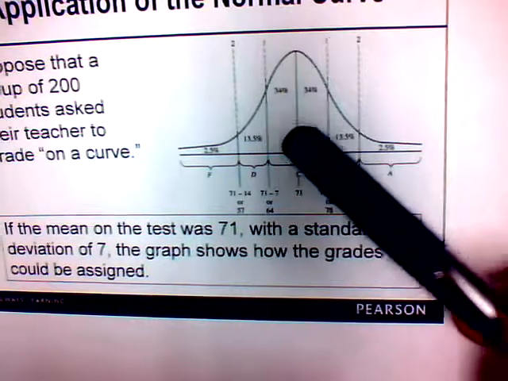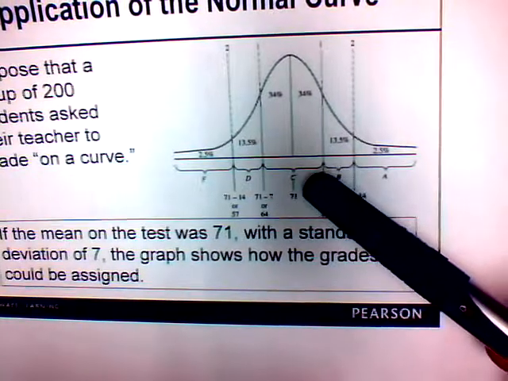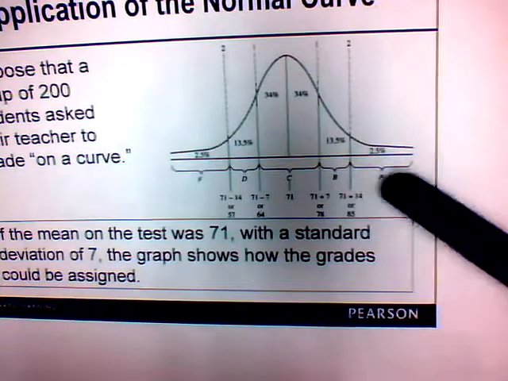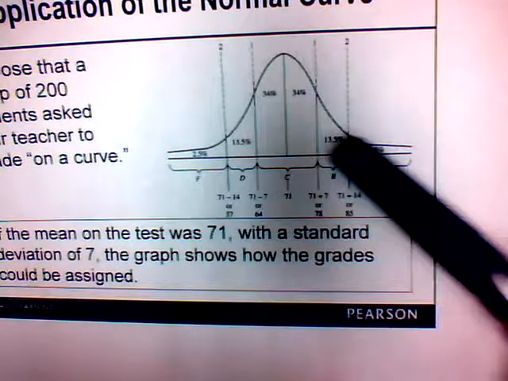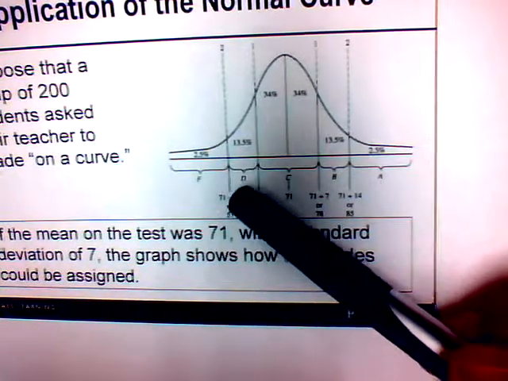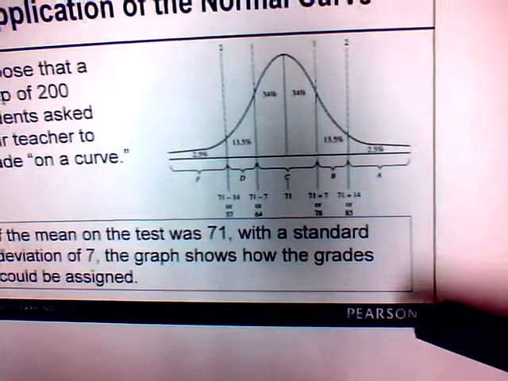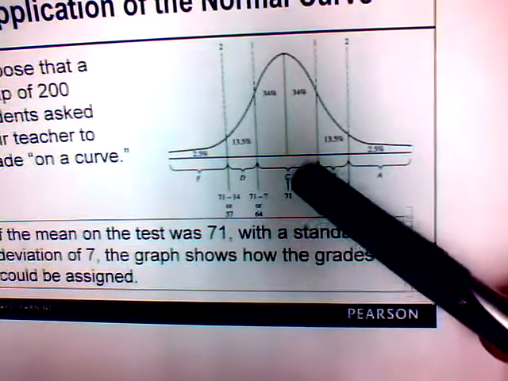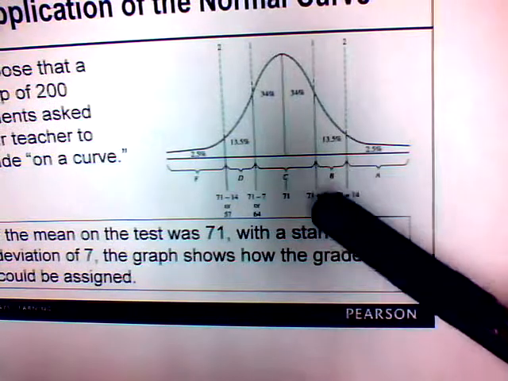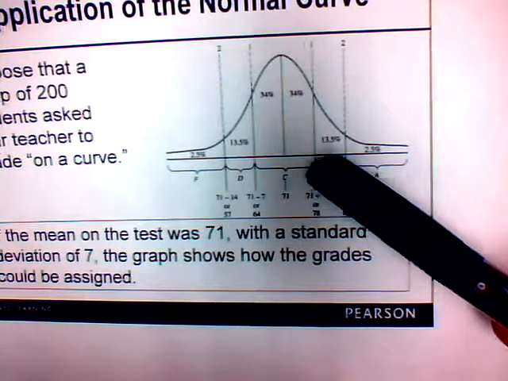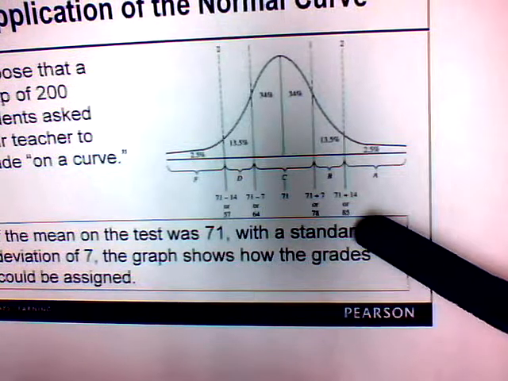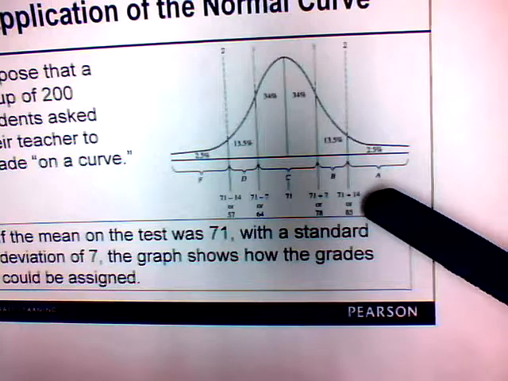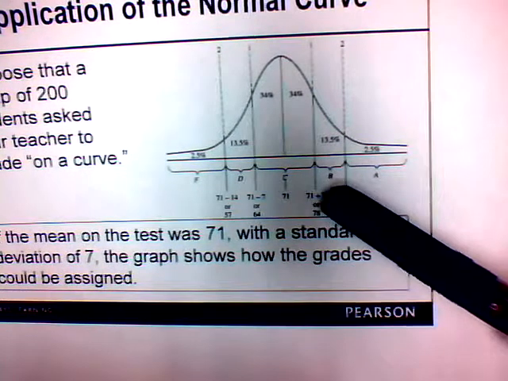So that means 68% of the students in that class will get a grade of C. The upper 13.5% of the class will get a B, and the upper 2.5% of the class will get an A. The lower 13.5% will get a D, and the lower 2.5% will get an F. One standard deviation to the right will be a grade of 78. Another standard deviation to the right will be an 85. So if you have a grade of 85 or above, you'll get an A. If it's less than 85 but greater than 78, you'll get a B.